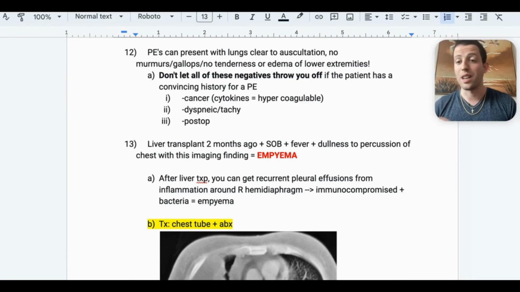And so do not let all the negatives throw you off if you are super convinced that the patient has a PE. So maybe they have a history of pancreatic cancer. All the cytokines make them hypercoagulable. Maybe they're dyspneic and tachypneic. All right, maybe they're tachycardic. Maybe they're immediately post-op, so they've been immobilized. All these things can clue you into a PE, but don't let the negative findings of clear lungs, no tenderness in the lower extremities, don't let that throw you off.